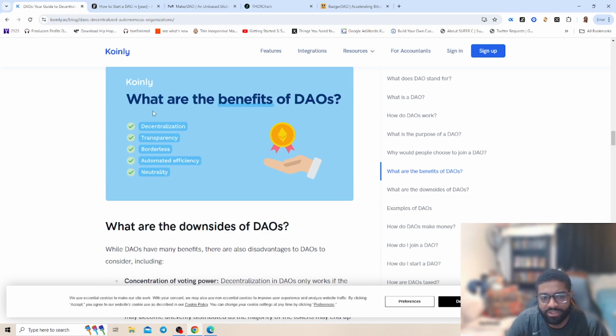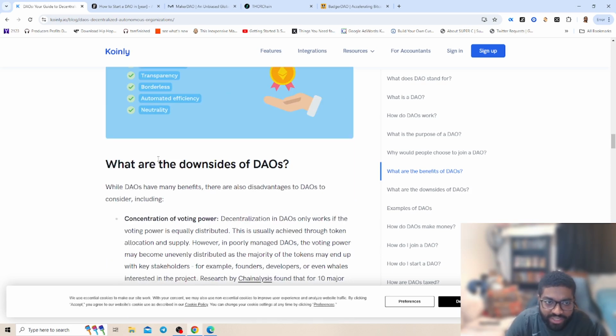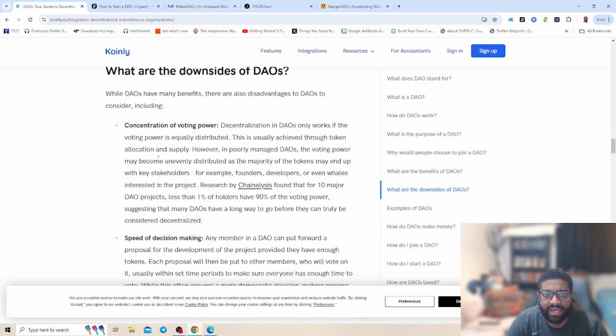So what are the benefits? You have decentralization, transparency, borderless, automated efficiency, neutrality. What are the downsides of DAOs? We've got to go over some of the cons. So, what are the downsides of DAOs, just going over some of the disadvantages to consider.